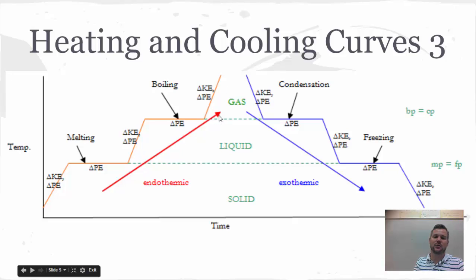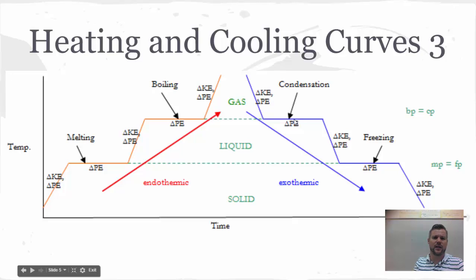Endothermic changes as you heat, exo as you release energy and the temperature goes down. Notice that the flat portion of the graph for the cooling is the same temperature as the flat portion of the graph for heating. So boiling and condensation point, BP, is equal to CP. And then the melting point and freezing point are the exact same temperature. They're the exact same as the opposite side of the graph.